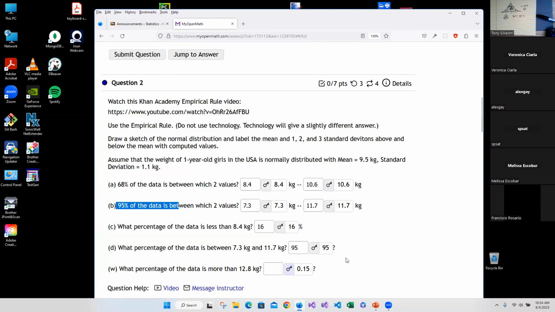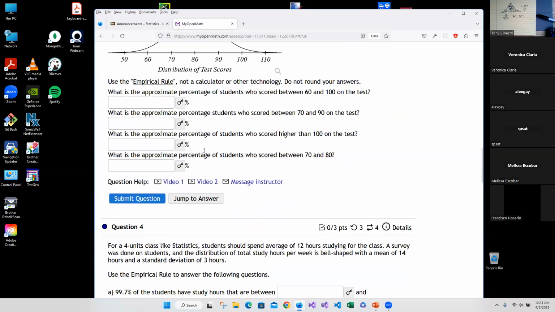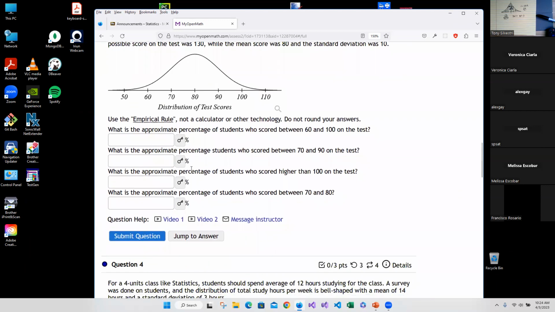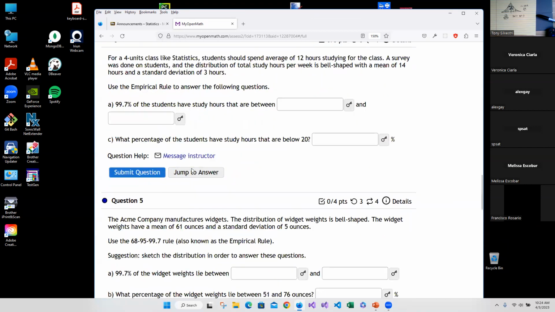0.15%. Okay, 0.15% is the answer for that one. So what do you think? That's all this chapter is. Chapter 3 is just like this. Question 3 is just like that. Let's do number 4.